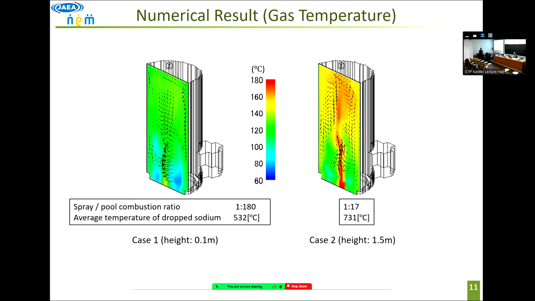But if we have some distance from the top to the bottom, the chemical reaction continues to heat up the sodium itself. And if the temperature of the sodium is higher, the pool combustion also becomes higher due to the saturated pressure. So that's why a little bit higher temperature is observed.